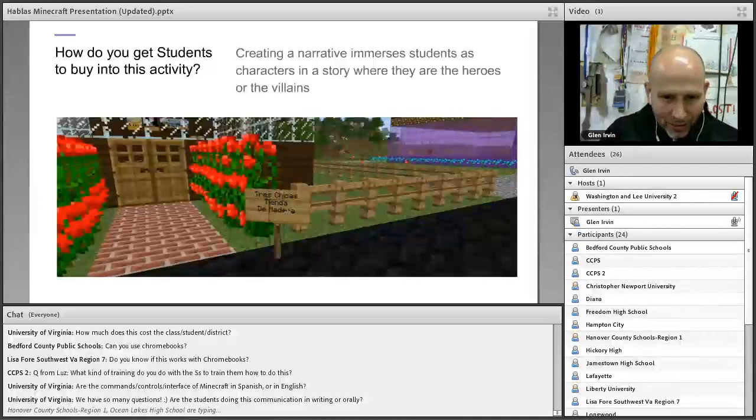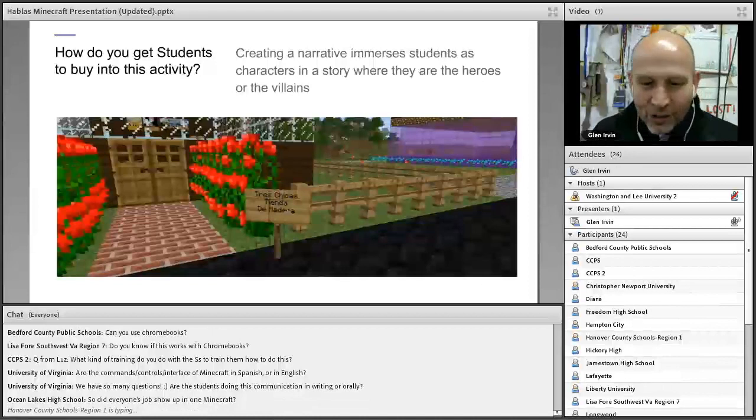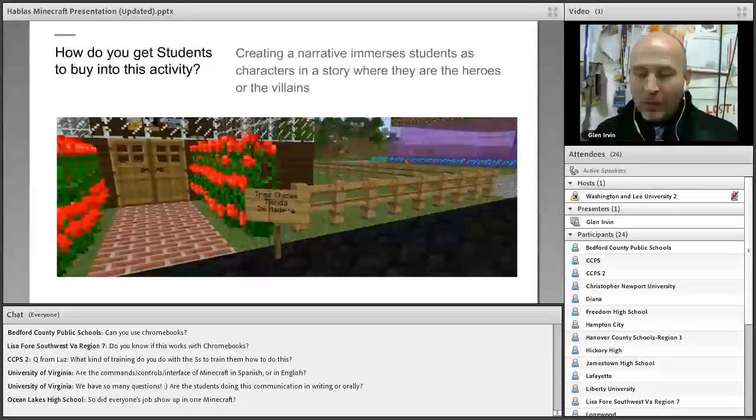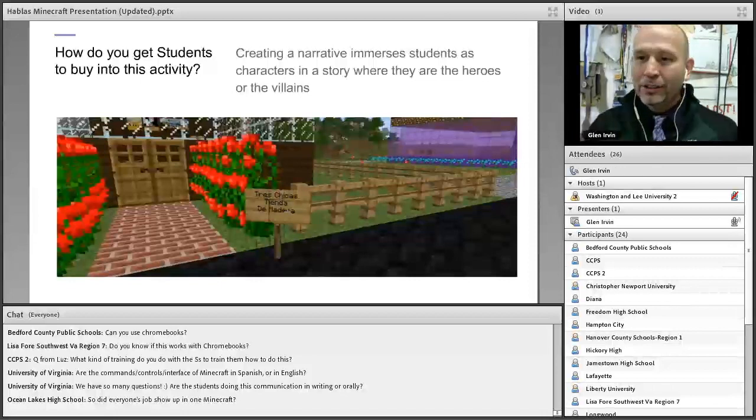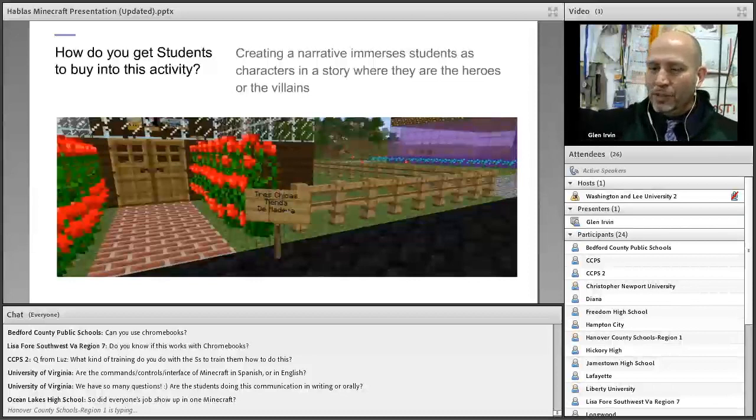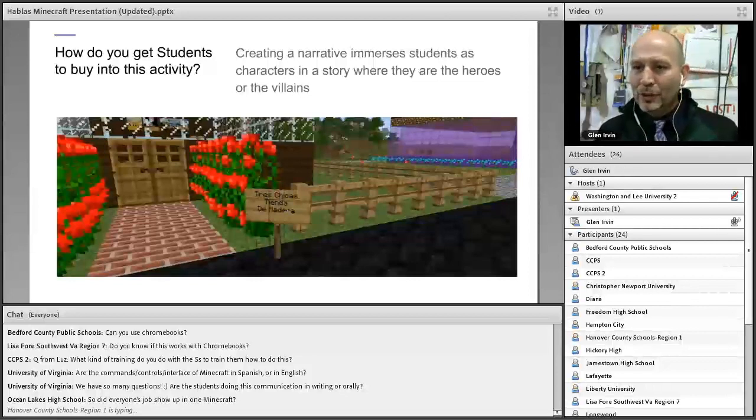Okay, so we have so many questions. Are the students doing this communication in writing or oral? All of it, actually, if you can believe this. Okay, so our setup is unique, and maybe it's going to be the same for you guys. But basically, we went to a computer lab in our media center. Very rarely used, the media center computer lab, because we're one-to-one devices.